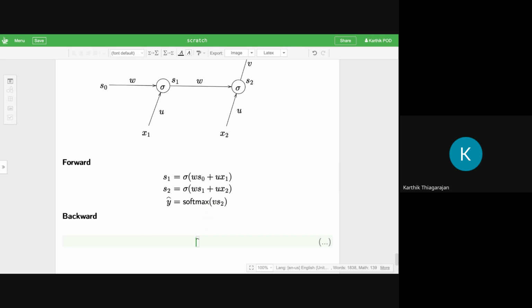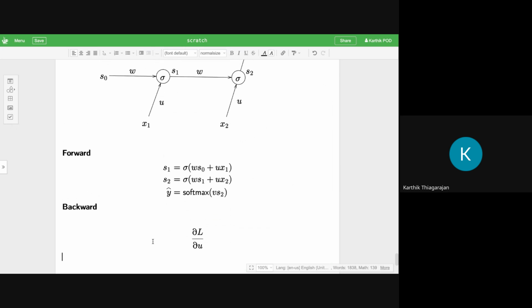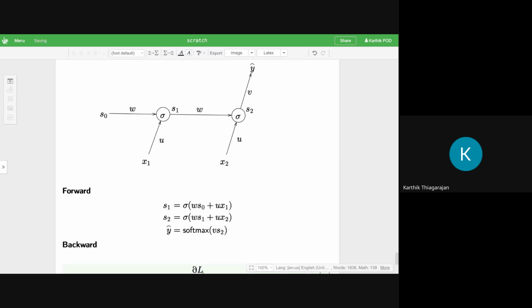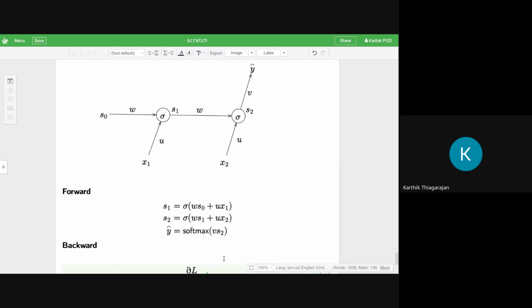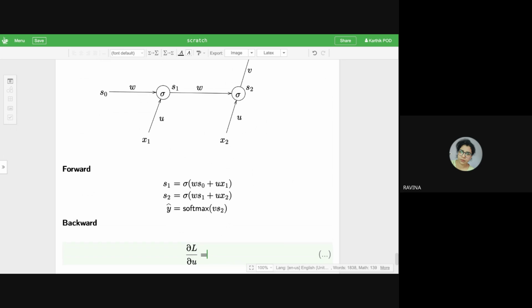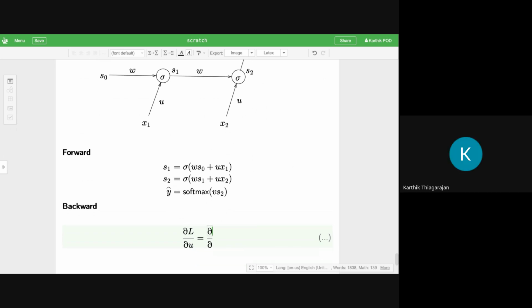Now I want you to find the partial derivative of the loss with respect to, say, U. I want to find dou L by dou U. If I want to find dou L by dou U, typically how will you go about it? You will first find what? Dou L by dou V? No, you will find dou L by dou y hat.